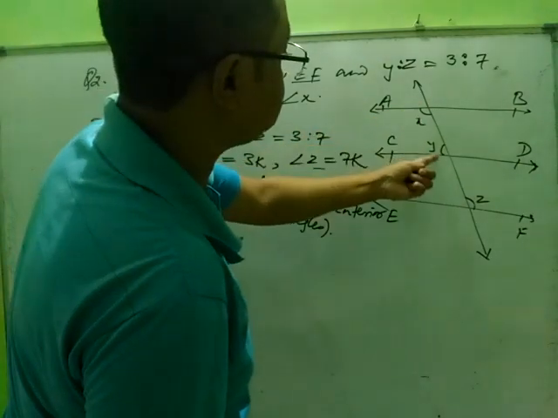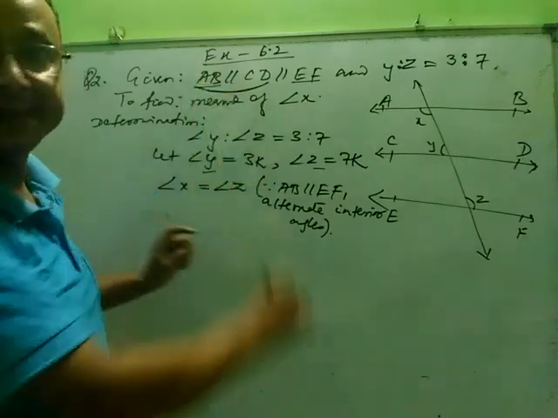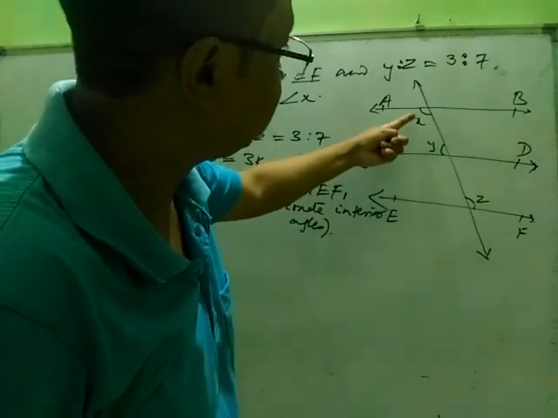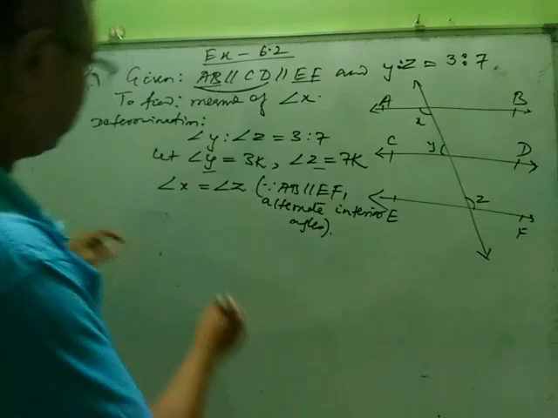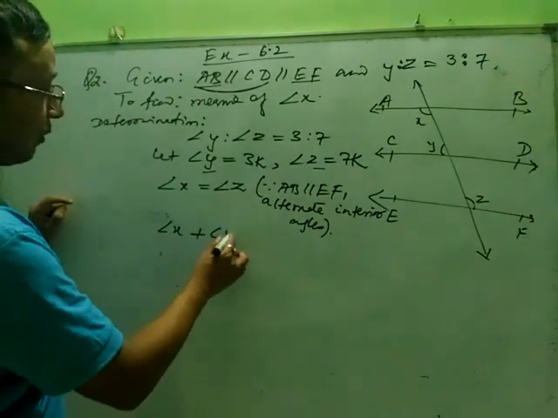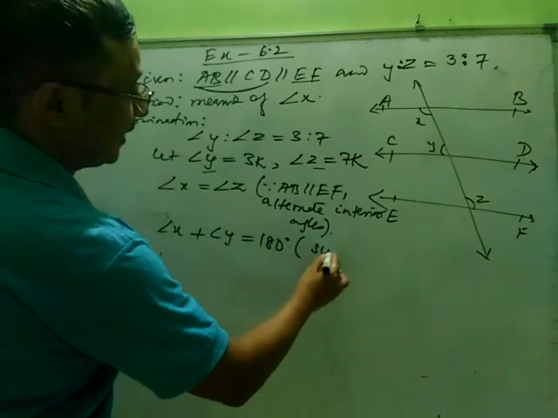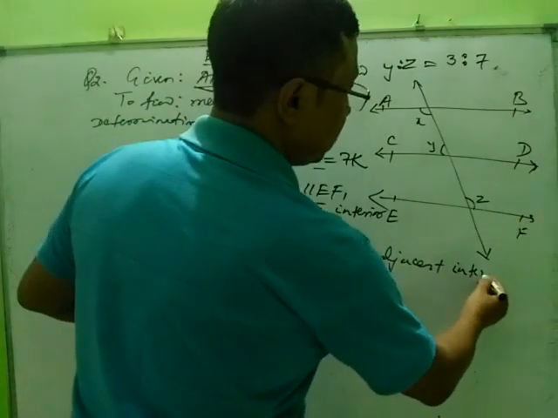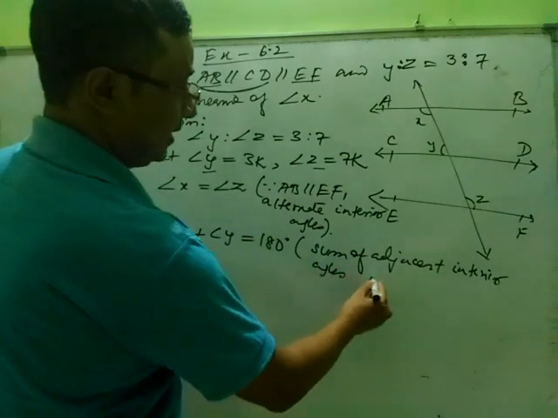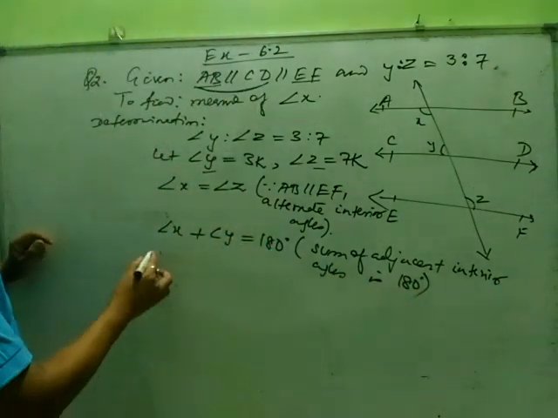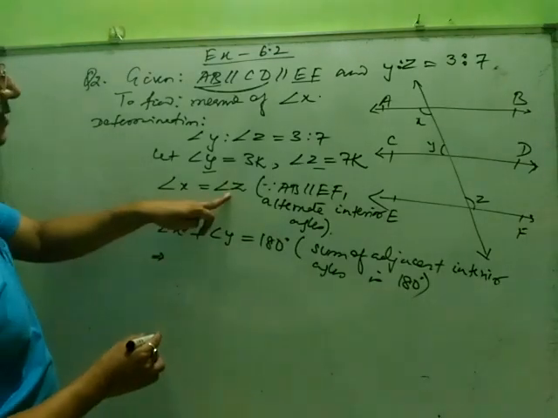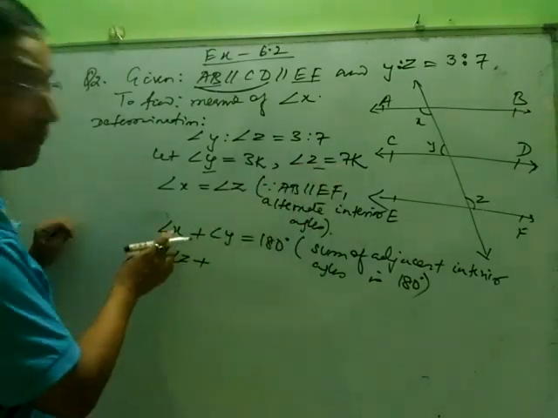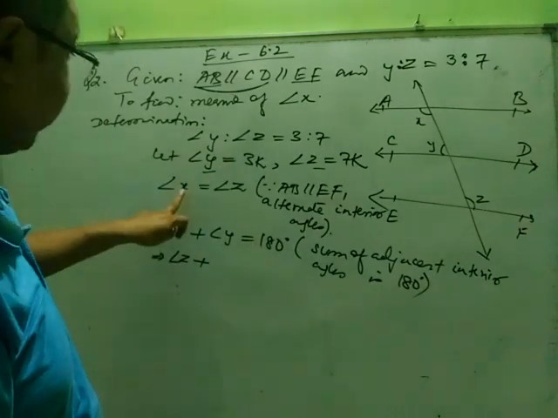Now, AB is parallel to CD. So the line AB is parallel to line CD. These are the two adjacent interior angles, so their sum will be 180 degrees. So angle x plus angle y is equal to 180 degrees, the sum of adjacent interior angles. Now here x equals z, and z is given. So in place of x you can write z, because the measure of z is given. They have not given the measure of x.